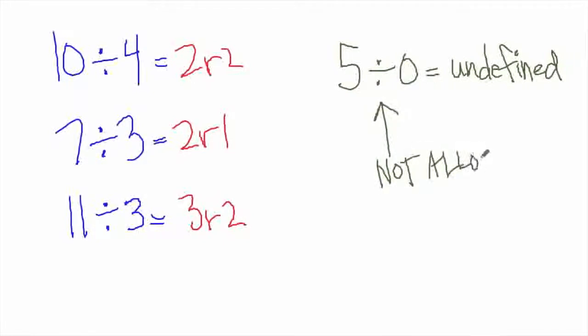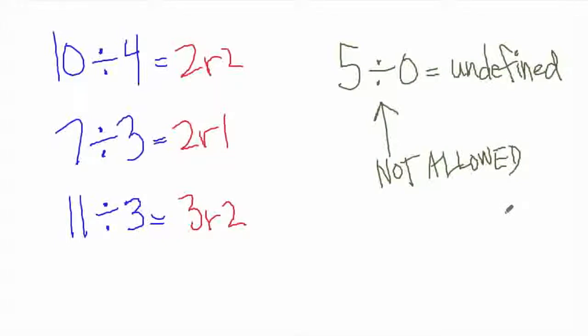You will never, ever, ever, even in college, you will never have a math problem. You'll never have a situation where you're dividing by 0. If you do, if you find yourself doing that, you can bet there's a mistake and you're going to have to go back and change something. Okay? So you simply cannot divide by 0. Please remember that. All right?